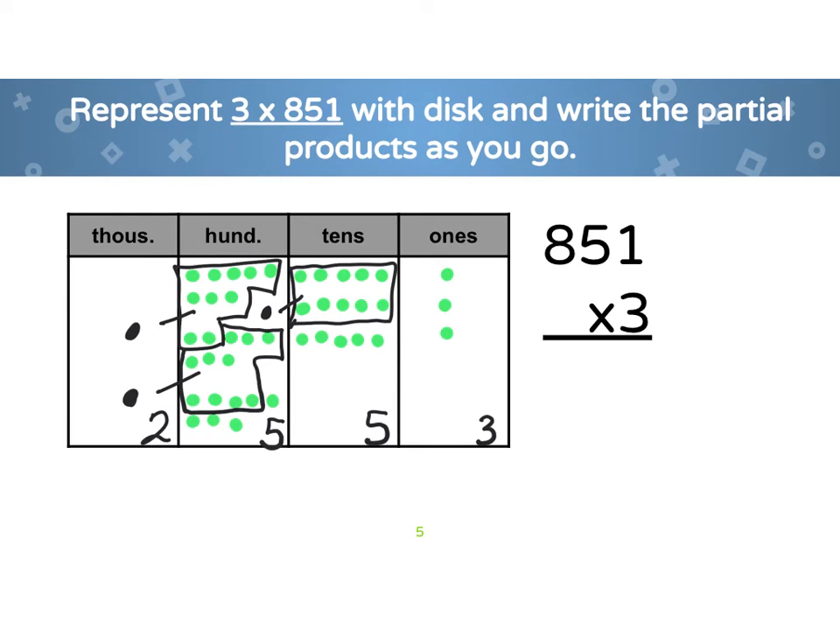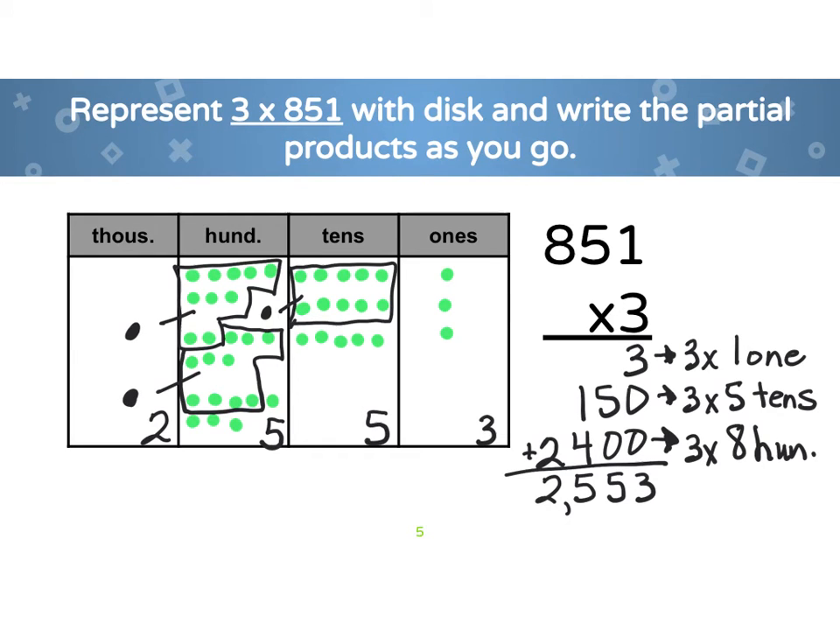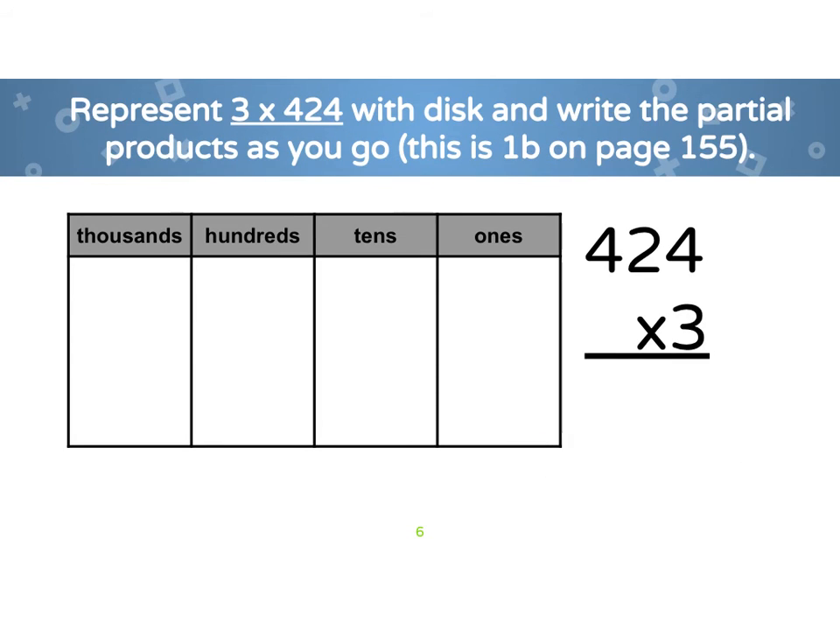I am going to use some unit form so that you can see that when we say 3 times 5, we're not just saying 3 times 5, we're saying 3 times 5 tens and 3 times 8 hundreds, just like we did in our place value chart. Okay, so I have 3 times 1 is 3. 3 times 5 tens would be 150, and 3 times 8 hundreds would be 24 hundreds, and so my answer does match.